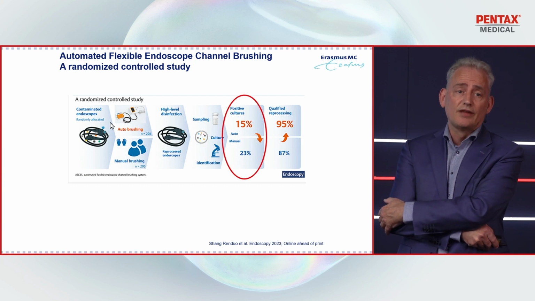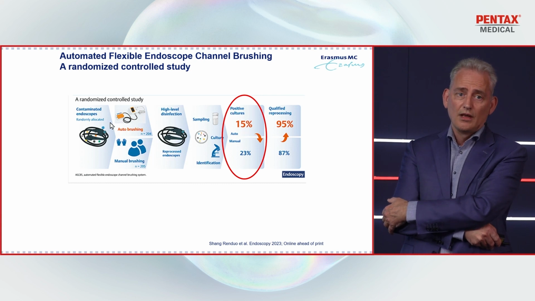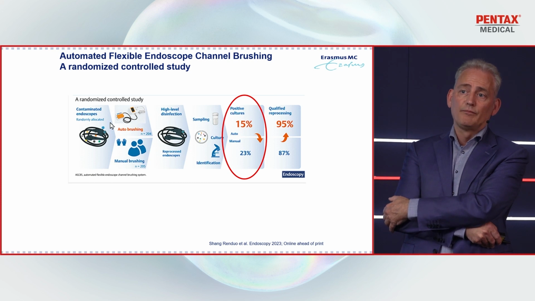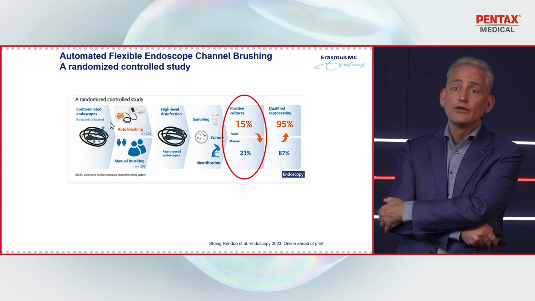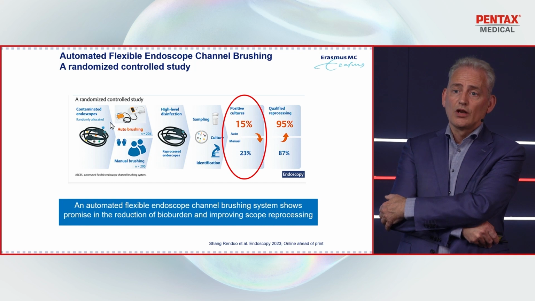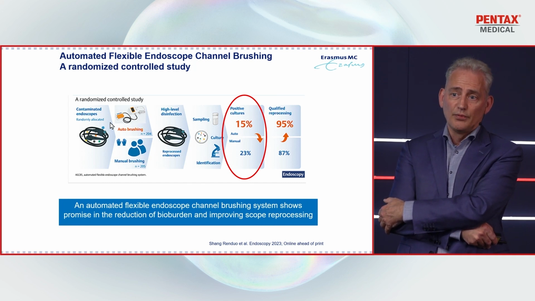Importantly to note, it doesn't bring the culture rate down to 0, but in my opinion, there is a clinically relevant decrease of positive cultures from 23 to 15%. So that means that an automated flexible endoscope channel brushing system shows promise in the reduction of bioburden and improving scope reprocessing.